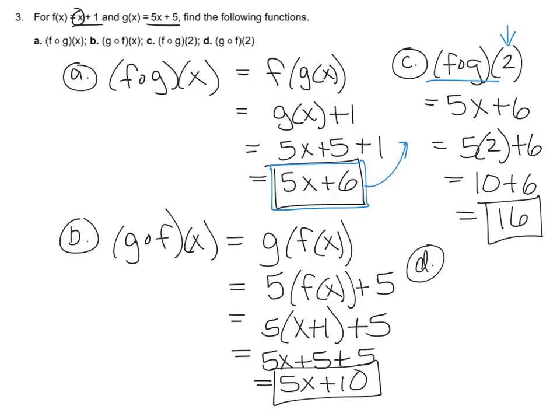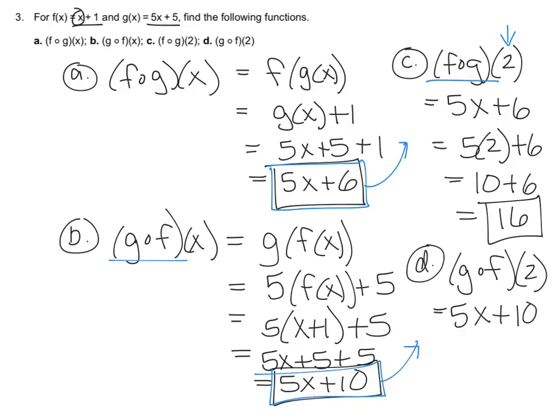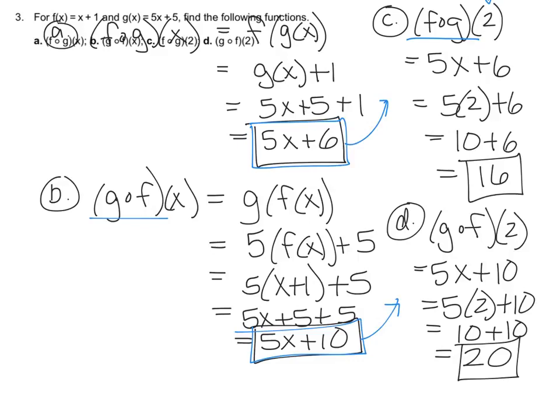Next, we want to find the composite g of f of 2. So I found that expression in part B. So I'll take that expression, and I'm going to plug in a 2 wherever I see an x. So this is 5x plus 10, which is 5 times 2 plus 10, which is 10 plus 10, and that gives me 20. So my answer for part D is 20.